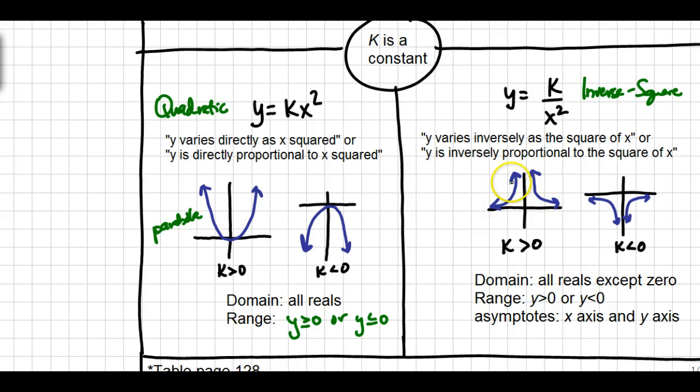So I usually describe that picture as kind of like a volcano. It looks like a volcano or kind of like Devil's Tower. When k is negative, the 2 branches are going to point downwards and be in quadrants 3 and 4.